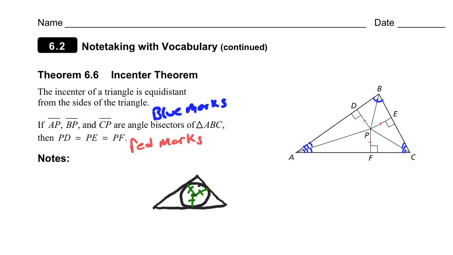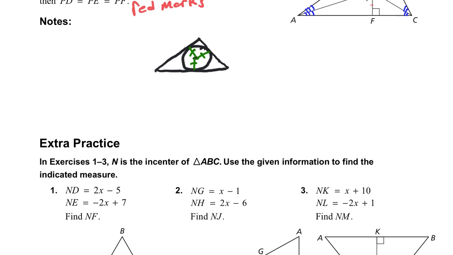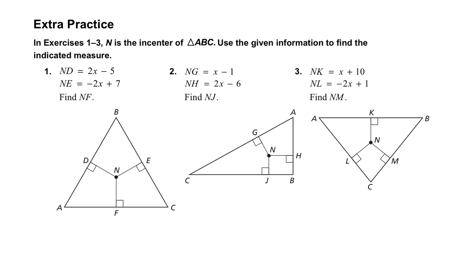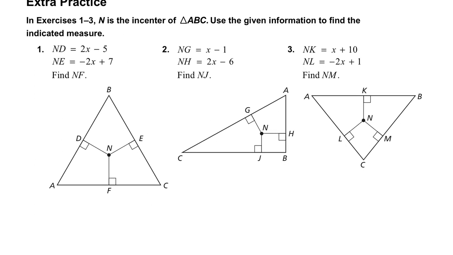All right, now that we have the theorems done and you know a little bit about where some circles will lie inside or outside, let's get into actually practicing some of this. So let's do number one here. Number one says that N is the incenter of triangle ABC, and use the following information. So if N is the incenter, that means we have congruent marks, and we can do that for all of these questions, 1, 2, and 3. Well, let's just do question 1.